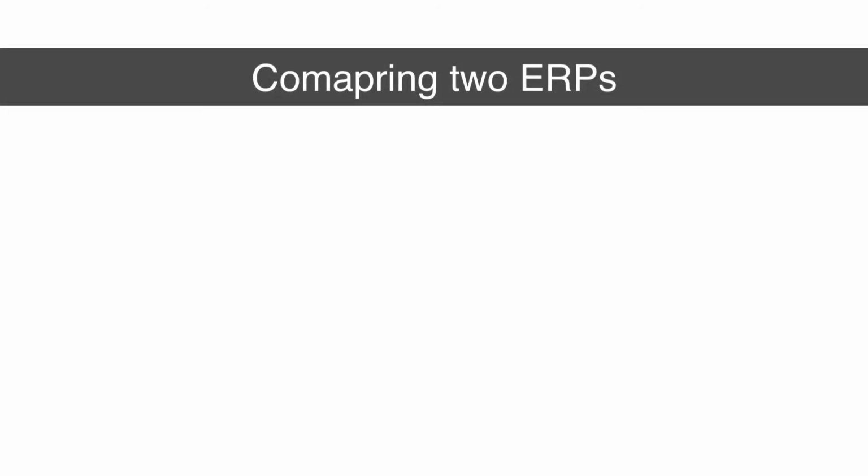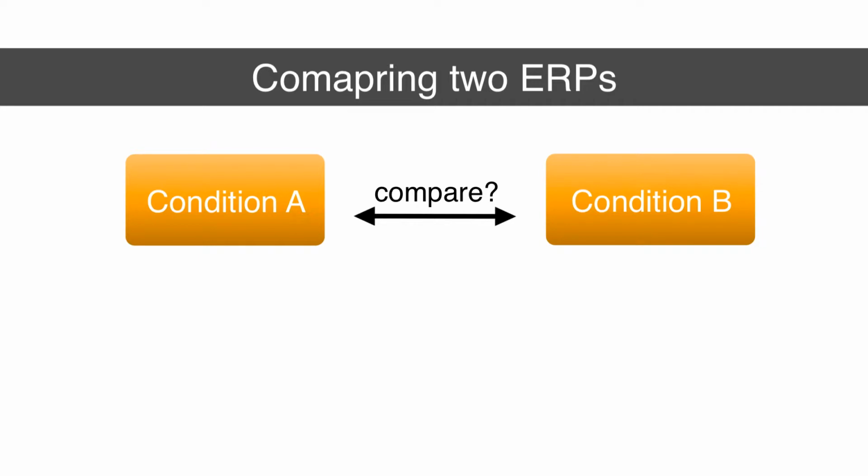In the previous videos, we focused on understanding the ERP from condition A. Now, what if we would like to compare the ERPs from two conditions? There are many different ways to do this, and we'll discuss one approach here. In this approach, our first step is to choose a statistic.